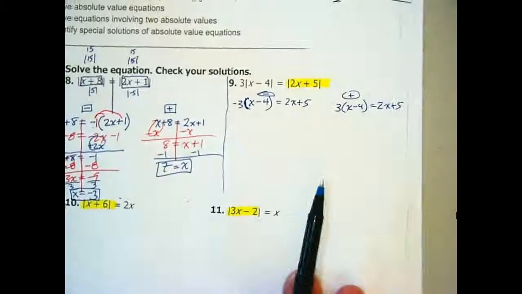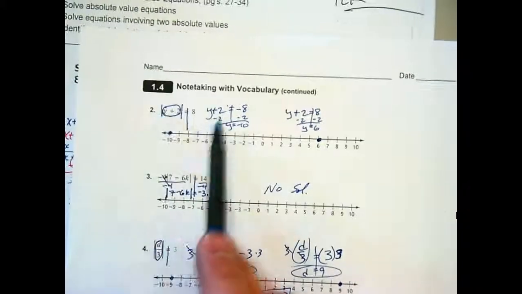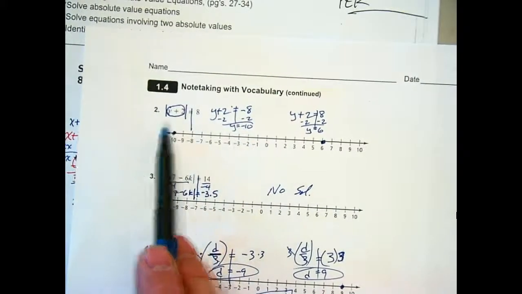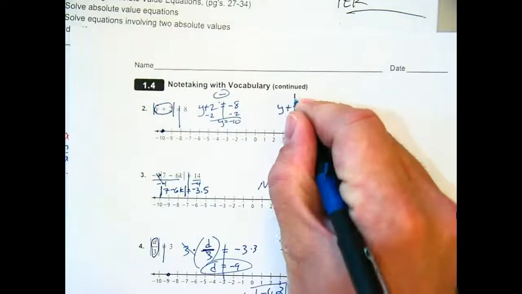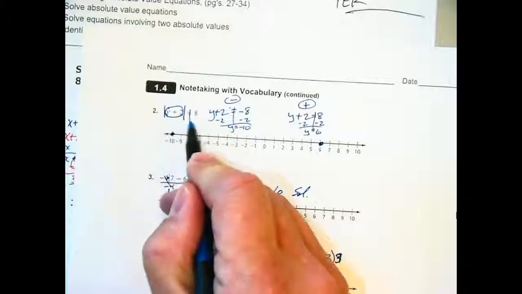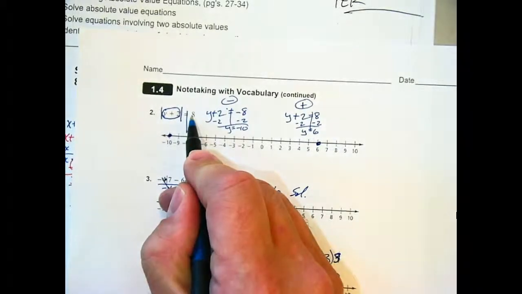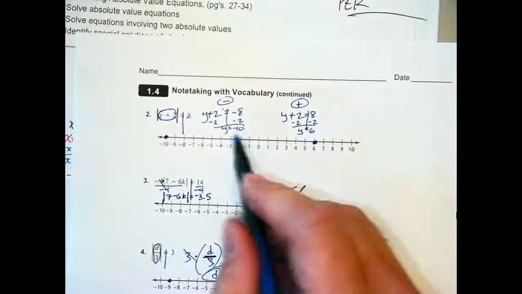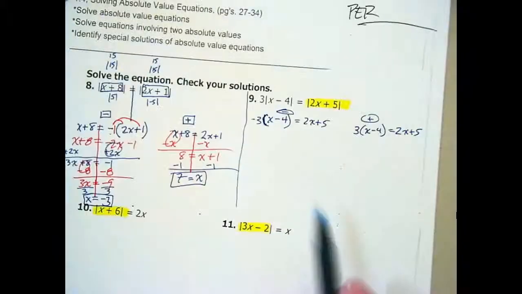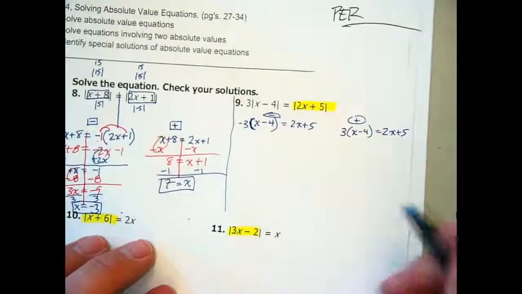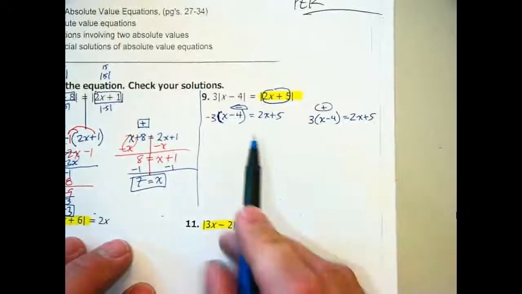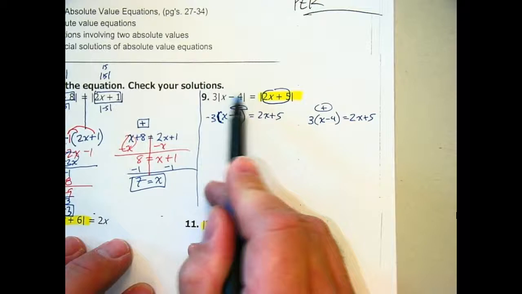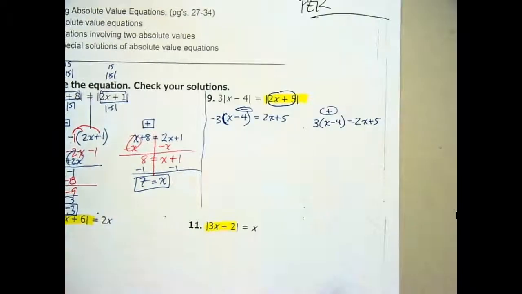So the reason we do the easier ones first is so we can find rules that we're following. Here, we did a negative case and a positive case. We took what was in the absolute value and set it equal to the positive version of this side and the negative version of this side. We're using the same rule, and you're doing that on all these.